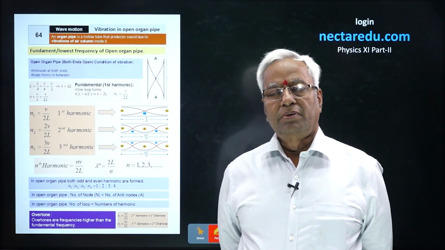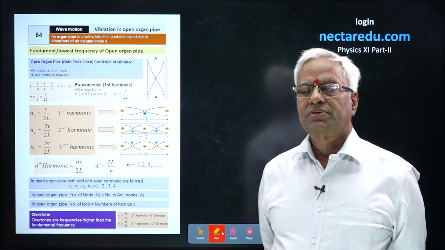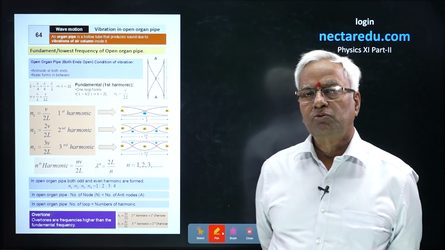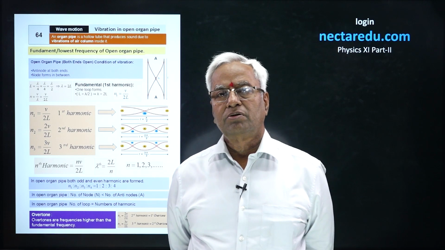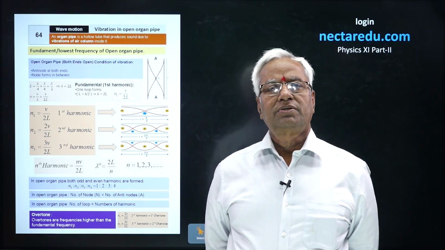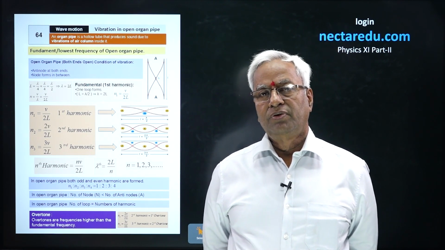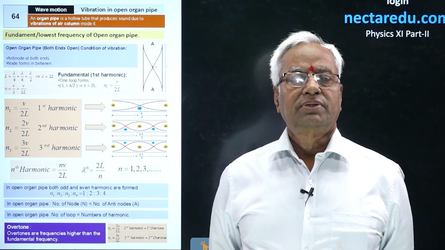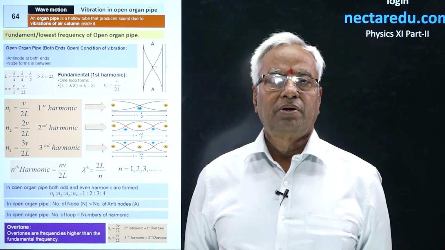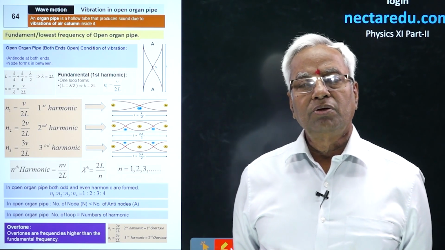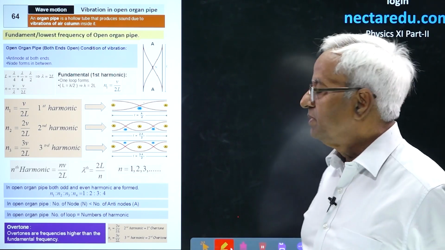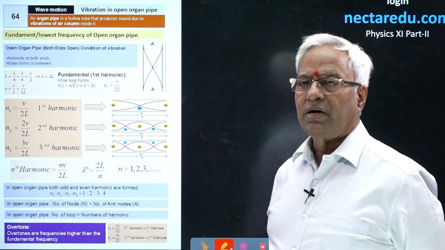Open organ pipe. We are studying stationary waves, and for the production of stationary waves we have two options. It might be longitudinal or it might be transverse. When the whole thing is produced with the help of an air column, as in the case of a flute, organ pipe, tabla, dholak, it is going to be a longitudinal stationary wave. Here we are studying the simplest one, that is the open organ pipe.